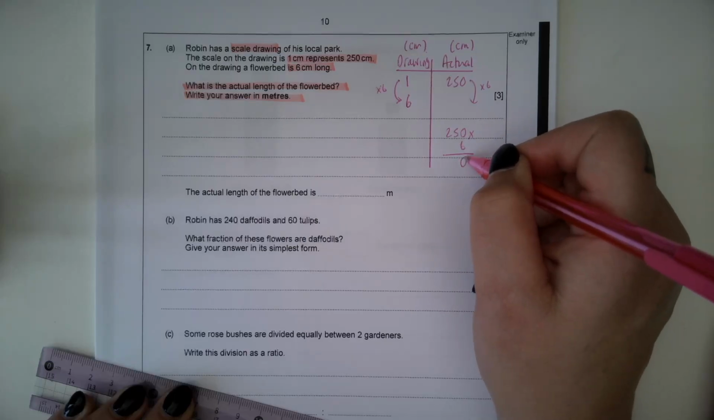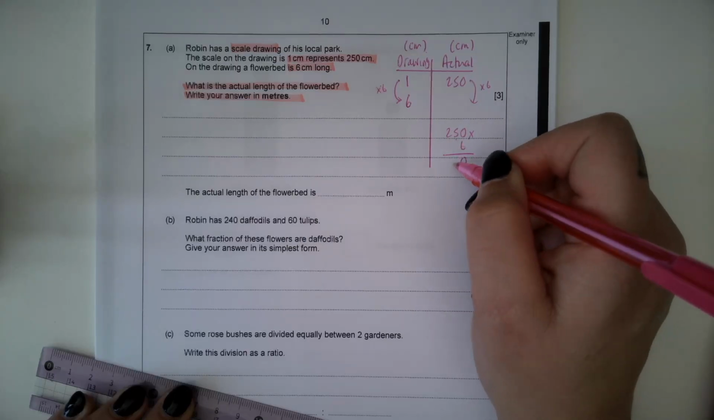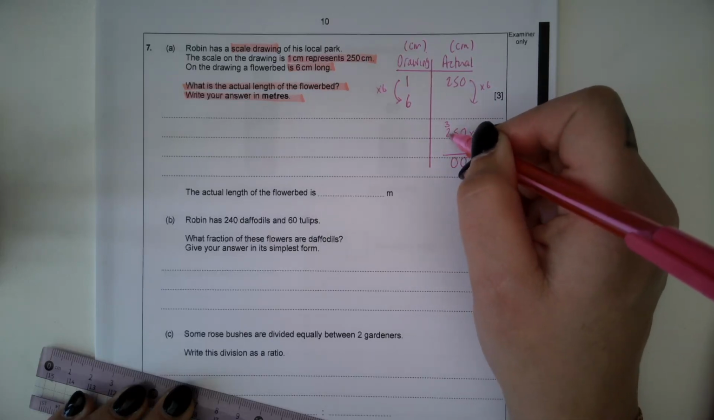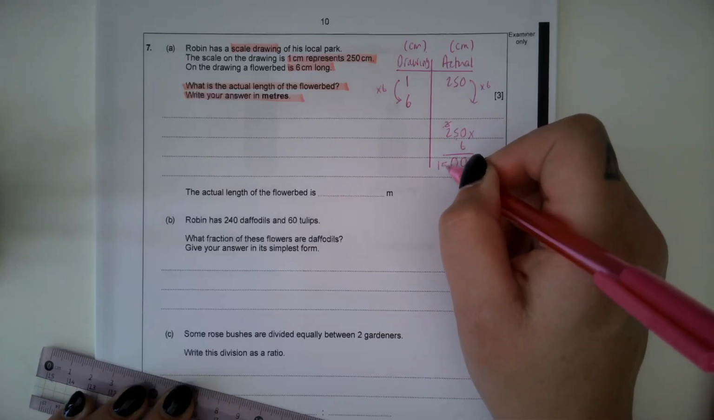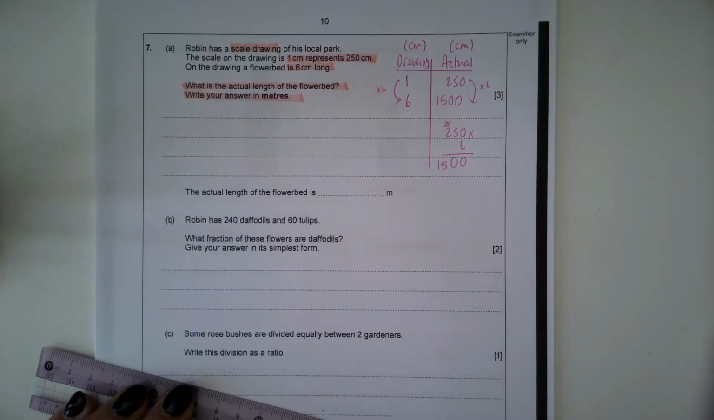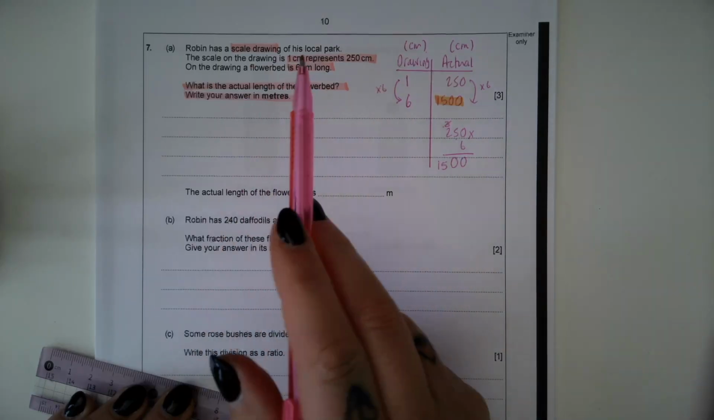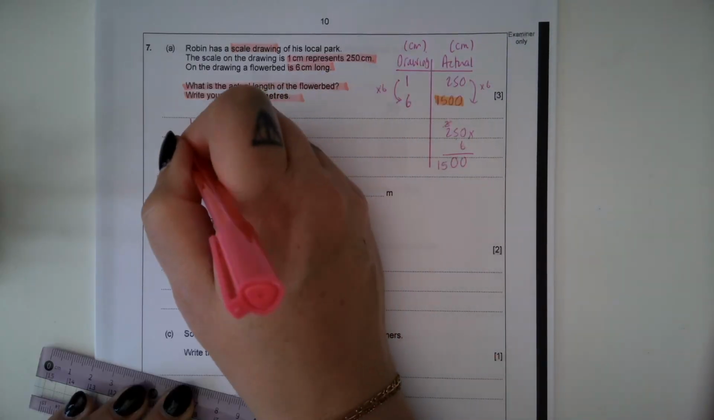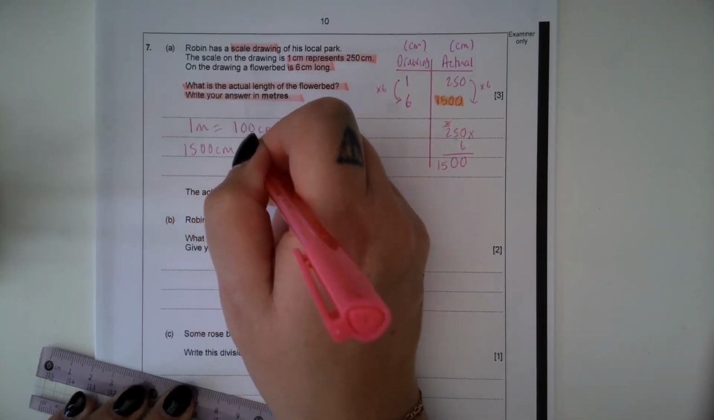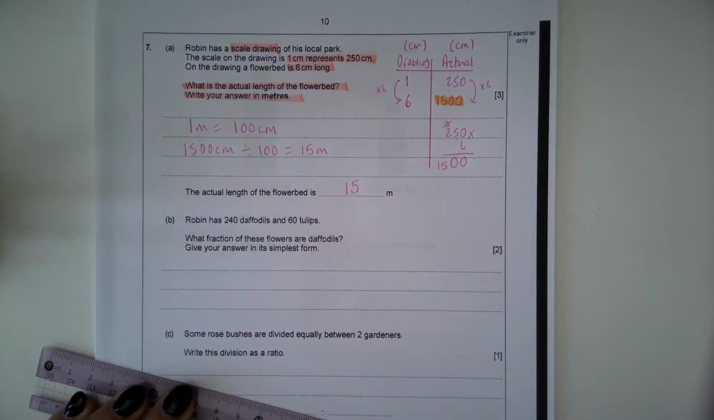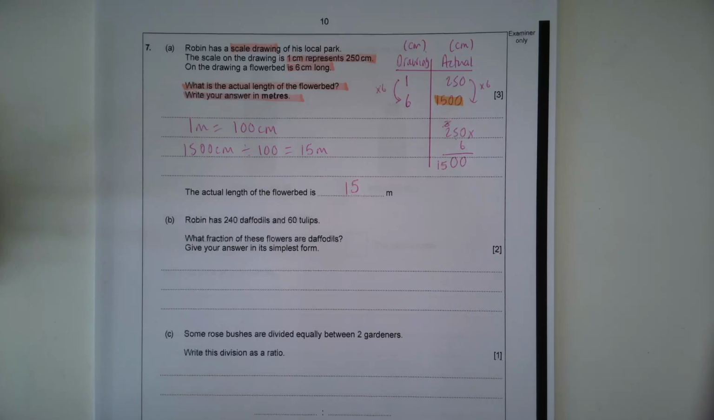6 multiplied by 0 is 0. 6 multiplied by 5 is 30. So we're going to write the 0, carry the 3. 6 multiplied by 2 is 12. Add the 3 is 15. So it's 1,500 centimetres in real life. But we want our answer in metres. Okay, so 1 metre is 100 centimetres. So 1,500 centimetres divided by 100 is 15 metres. So the actual flower bed is 15 metres.